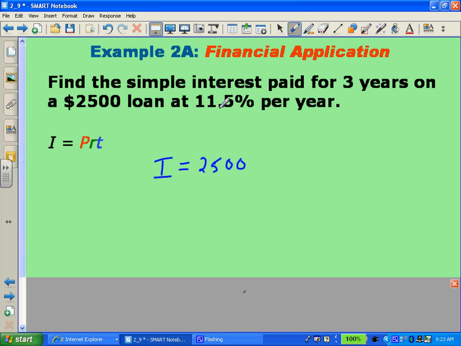R is my interest rate. Here that is 11.5%. I have to write it as a decimal, so when I put it in the equation, it's 0.115. And then time, 3 years. So then I have 2,500 times 0.115 times 3. And that will tell me that the interest I would earn is $862.50.